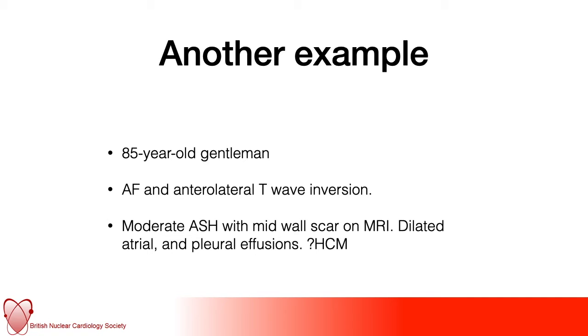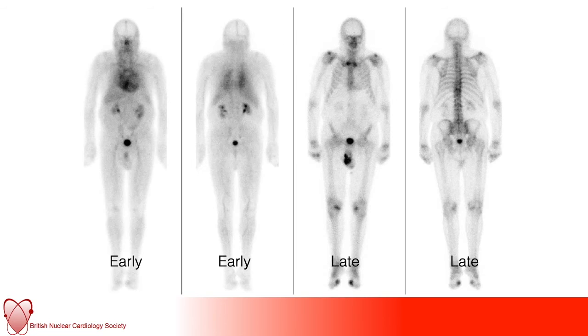So another example, 85-year-old gentleman, known atrial fibrillation with anterolateral T-wave inversion on an ECG, moderate asymmetrical septal hypertrophy, some mid-wall scar on MRI. Question is, is this HOCM or is this something else? And again, you've got the early images on the left-hand side. You can clearly see the blood pool on the anterior early image on the far left. You really can't say that's cardiac uptake. You need to be looking at the 3-hour late images, which is the 2 on the right-hand side.